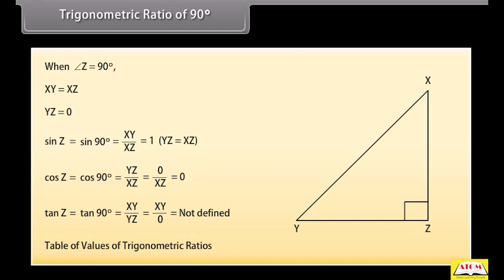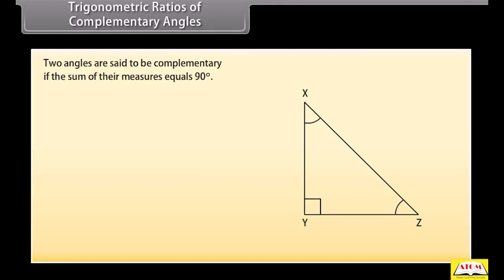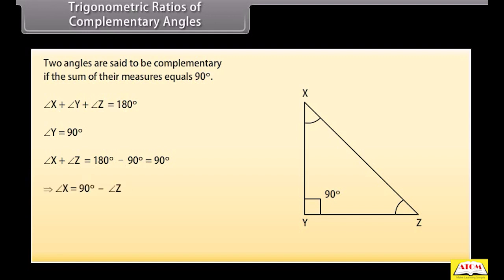Let us summarize our exercise in a table. Trigonometric ratios of complementary angles. Two angles are said to be complementary if the sum of their measures equals 90 degree. Consider the triangle XYZ, right angled at Y. Angle X plus angle Y plus angle Z is equal to 180 degree. Angle Y is equal to 90 degree. Angle X plus angle Z is equal to 180 degree minus 90 degree equals 90 degree, which implies angle X is 90 degree minus angle Z. Or simply, X is equal to 90 degree minus Z.